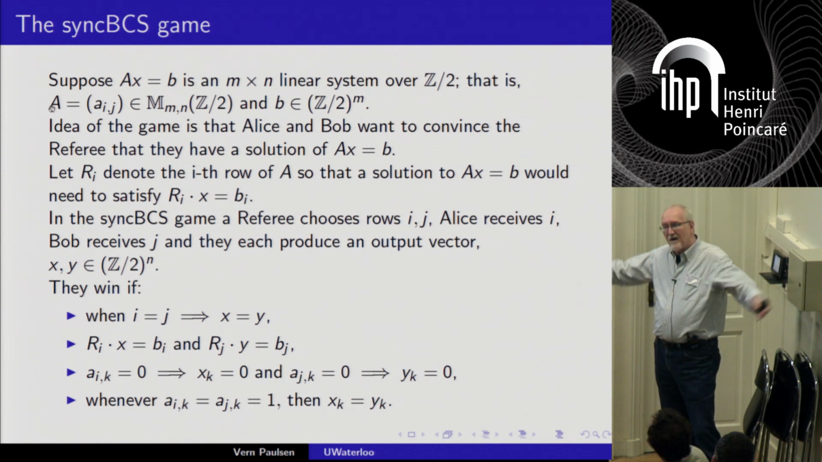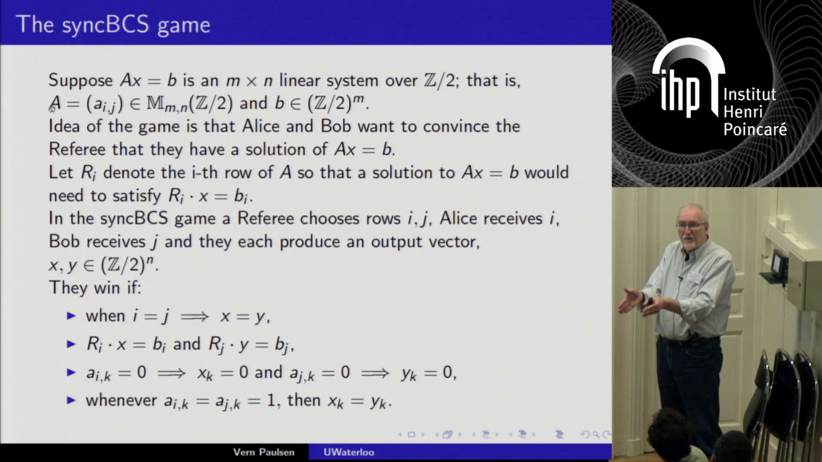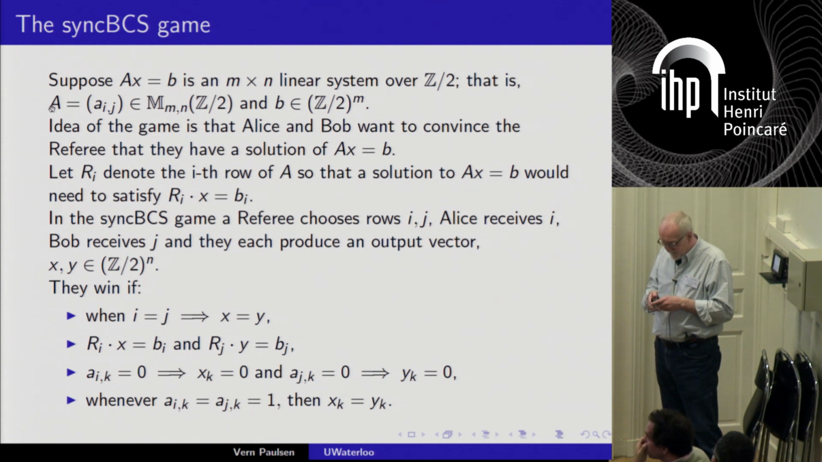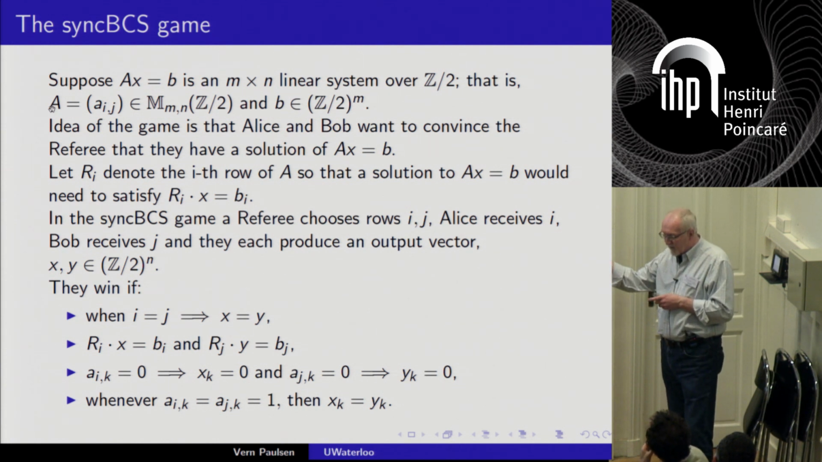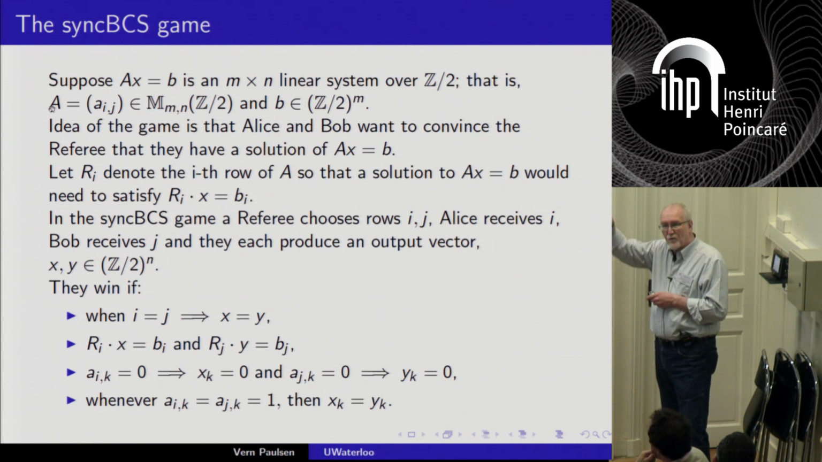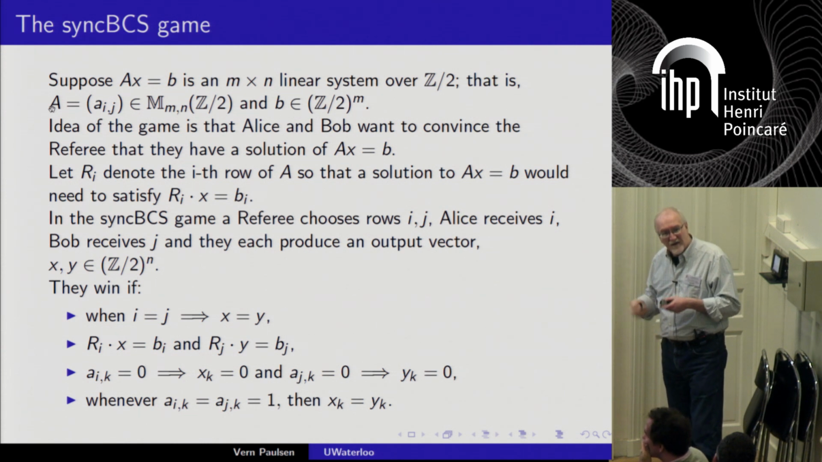It might be very, very large, but there might be only, say, 3 non-zero entries in the row, and then Alice only has to reply for those 3 non-zero entries, and Bob only needs to reply for his non-zero entries. And anytime they have a non-zero entry in the same location, they have to give the same answers. Now, the way the original BCS game goes is Alice is given a row, and she gives a vector, and Bob is given a column, and he just gives a single element of Z2, and his element of Z2 has to agree with Alice's vector in that spot. So that's the BCS game.